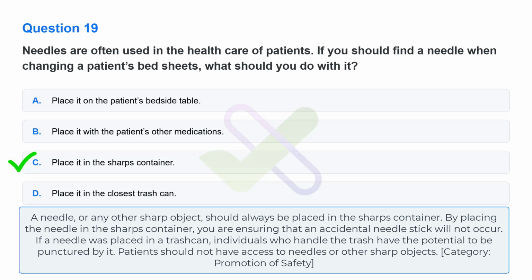The correct answer is C. Place it in the sharps container. A needle, or any other sharp object, should always be placed in the sharps container. By placing the needle in the sharps container, you are ensuring that an accidental needle stick will not occur. If a needle was placed in a trash can, individuals who handle the trash have the potential to be punctured by it. Patients should not have access to needles or other sharp objects. Category: Promotion of safety.